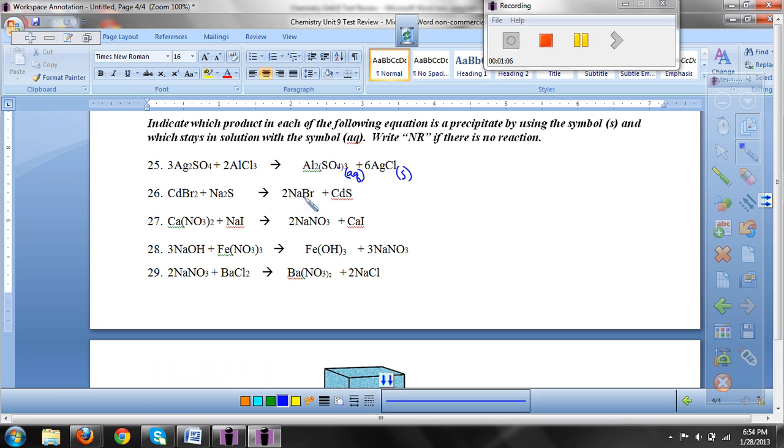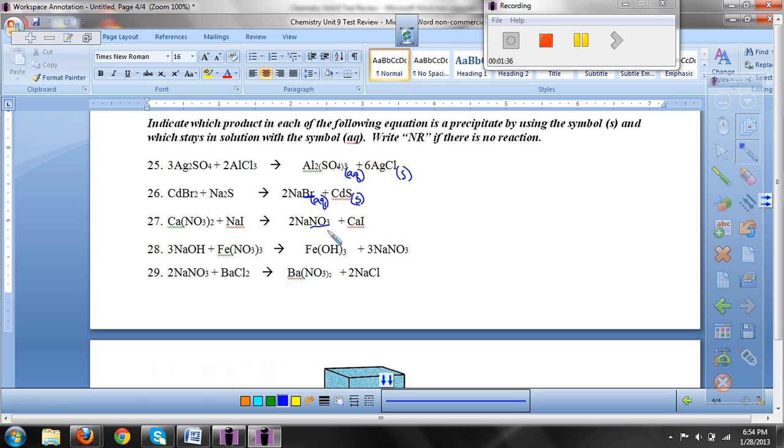Sodium and bromine, look at that one. Sodium bromide, does sodium bromide give me anything? Well, when I look at sodium bromide on the activity chart, it's paired up with sodium. Sodium 1+ is an alkali metal cation, so it does not give me anything. It is aqueous. There is no solid made there. Then I look at my sulfur. My sulfur is paired up with cadmium. It will give me a solid.